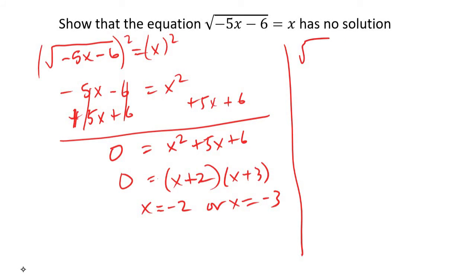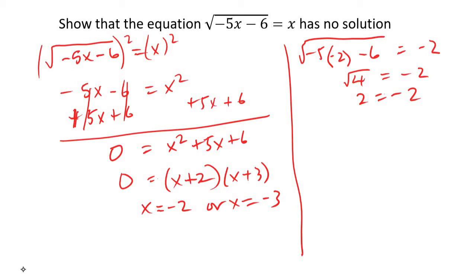Let's check it. Square root of -5 times -2, minus 6 equals -2. Well, so let's see. -5 times -3 is 10. 10 minus 6 is 4. All right, square root of 4 is 2. Clearly, 2 is not equal to -2, so this is not valid. Not valid.